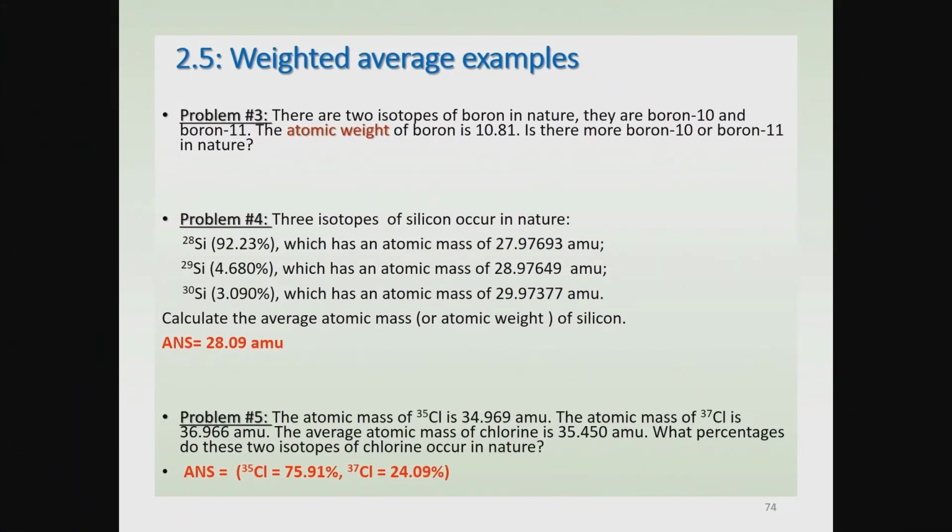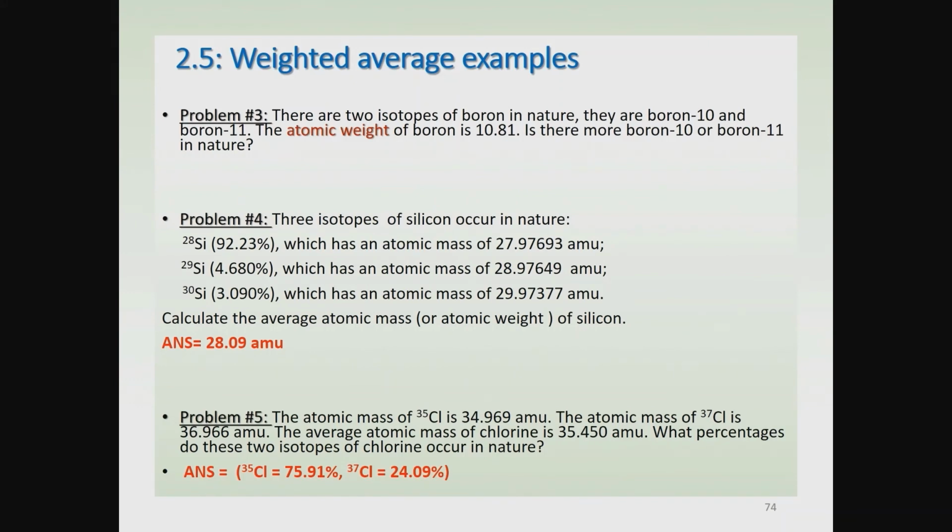So the last problem we're going to try is problem number 5. And so here the problem is this. The atomic mass of the isotope 35 chlorine is 34.969. The atomic mass of the isotope 37 chlorine is 36.966. The average atomic mass of chlorine is 35.45. What percentages do these isotopes of chlorine occur in nature?